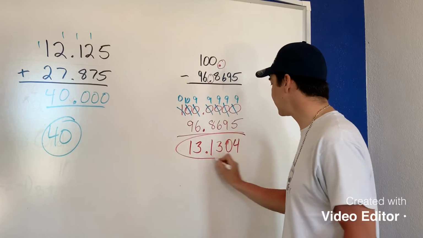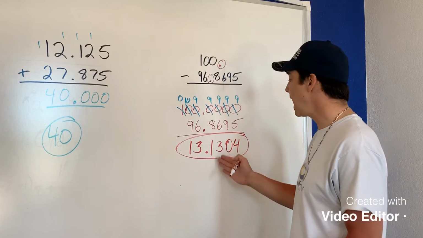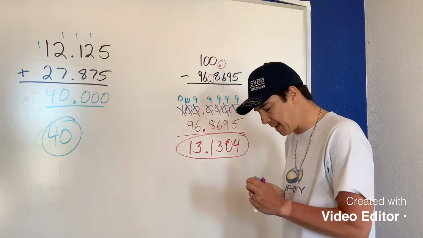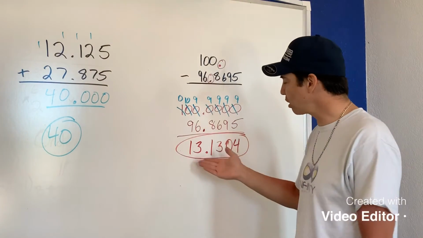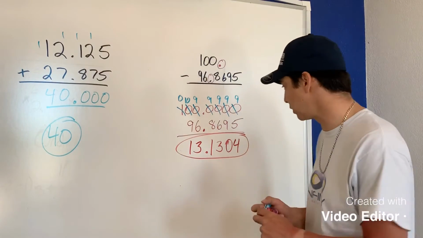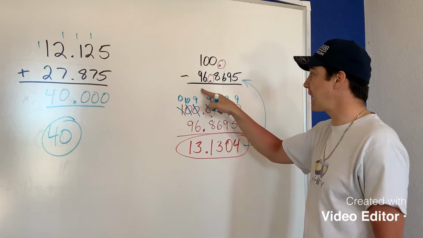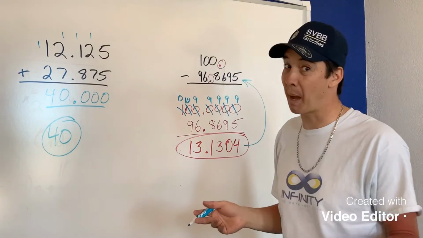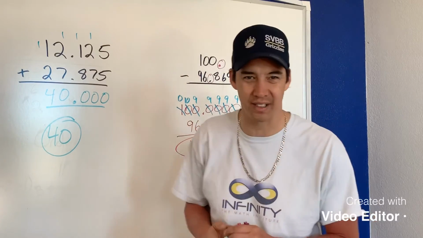So the final answer is 13.1304, or 13 and 1,304 10,000ths. But even though it's not maybe as mathematically elegant as I like to be, I always tend to just say 13.1304. And you could always check your answer like you did in elementary school. Is 13.1304 plus 96.8695 equal to 100? My money is on it does. All right, let's get into multiplication and division.